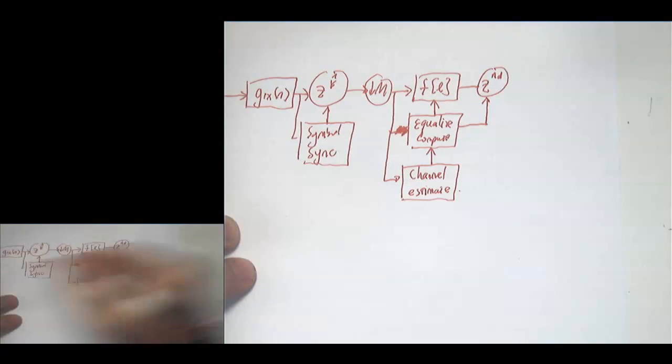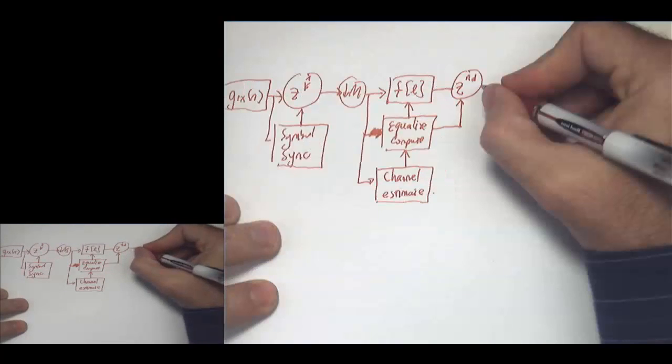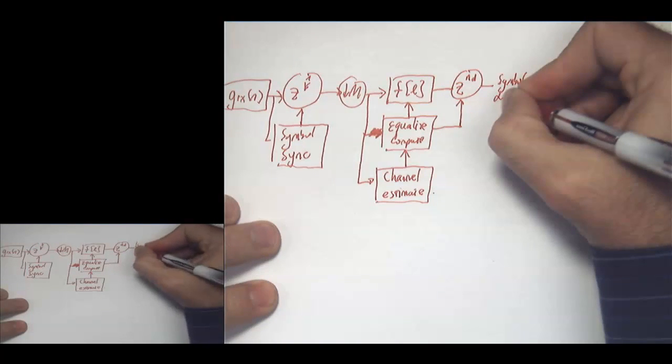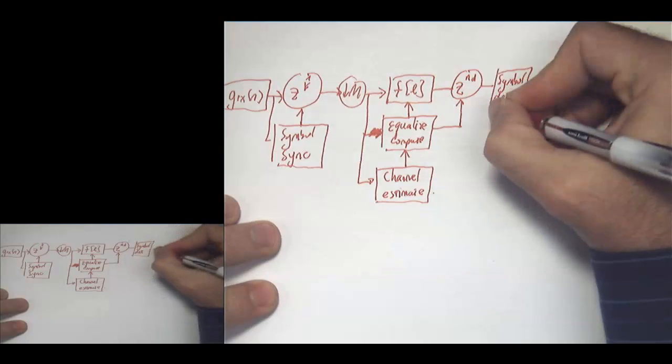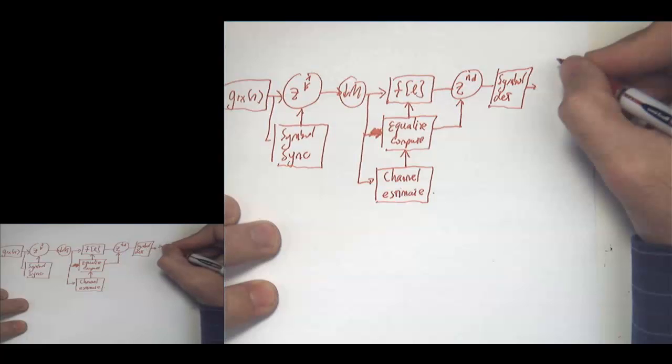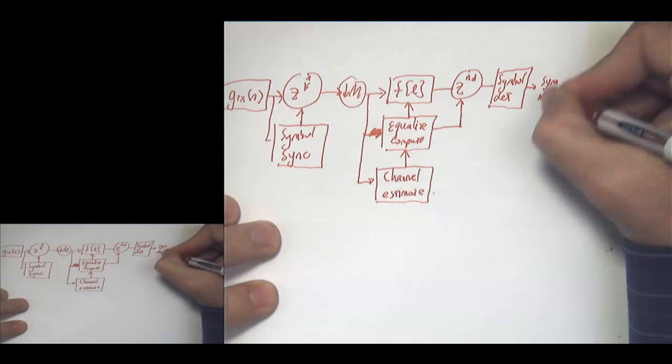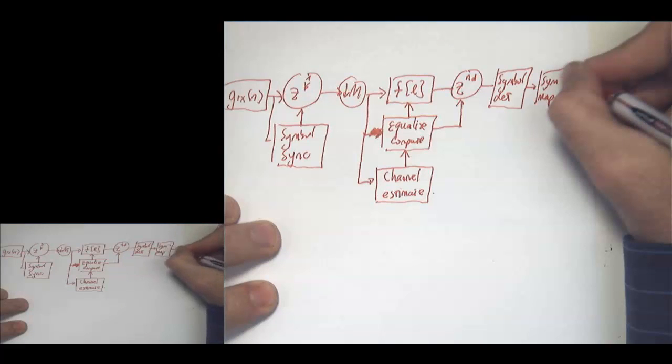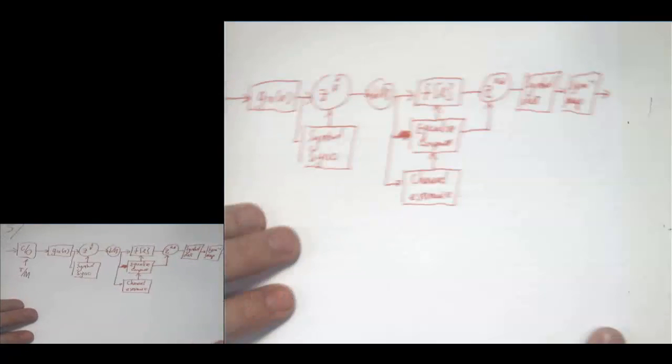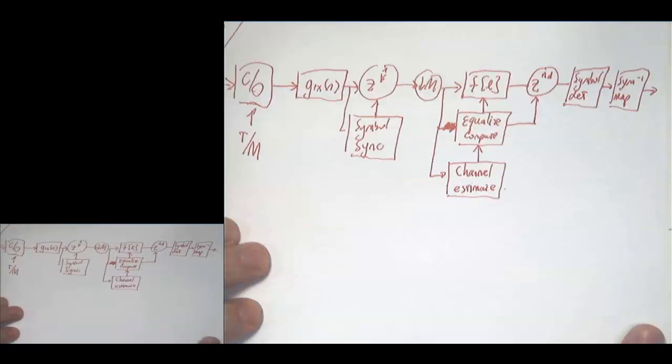Implement that delay there. And then at the output here, we have the symbol detect. And then we have the symbol mapping operation. Ooh, almost barely fits cleanly. Yeah, okay. All right, and so that's what the receiver looks like so far.